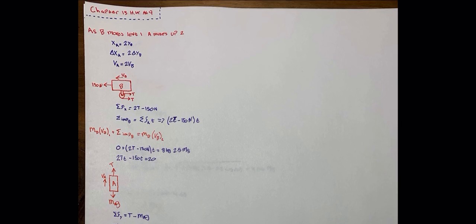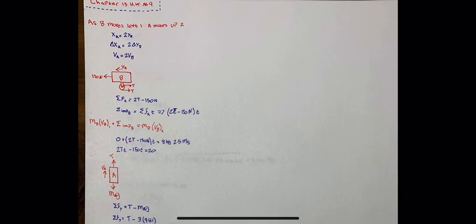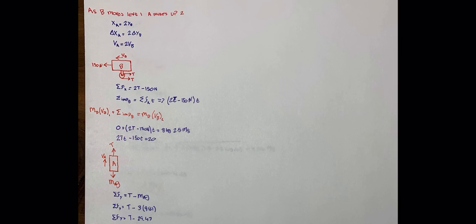So just looking at the cable system, we know that XA equals 2YB and VA equals 2VB. Now if we draw a free body diagram of position B and sum the forces in the x direction, we get 2T minus 150 newtons. And the sum of the impulses is equal to the sum of the forces times T, which is 2T minus 150 newtons times time.